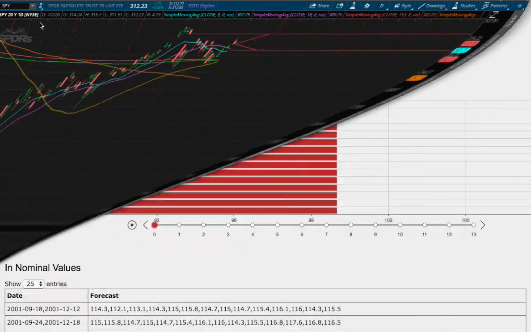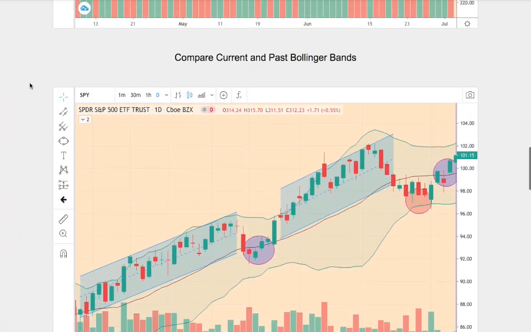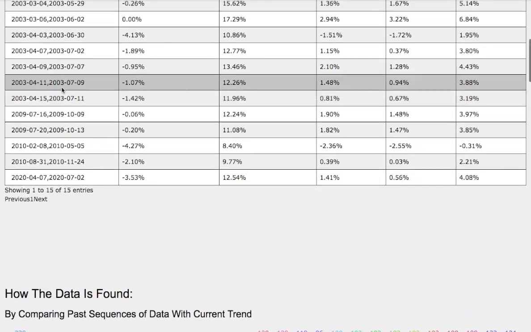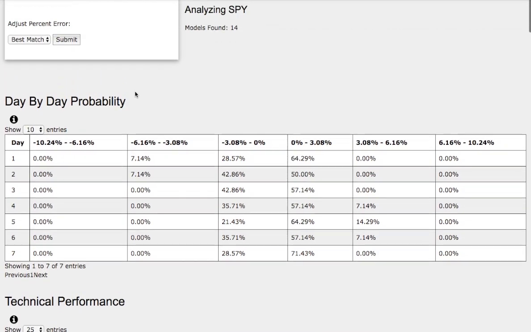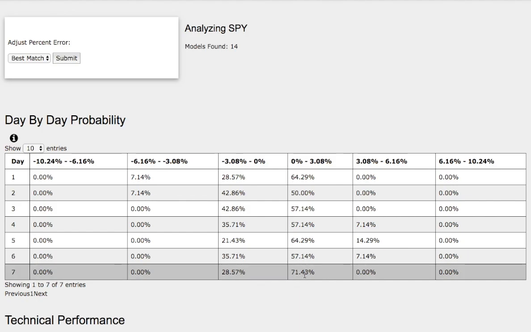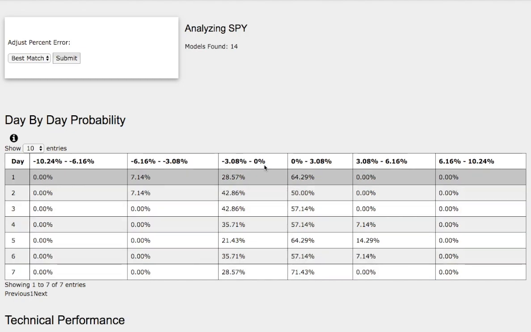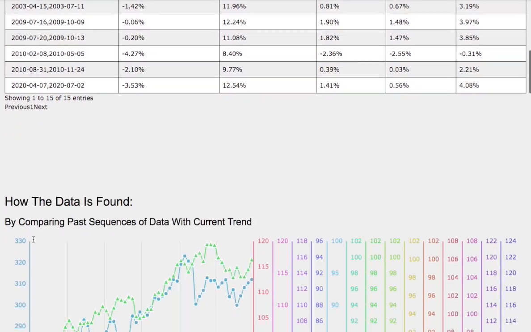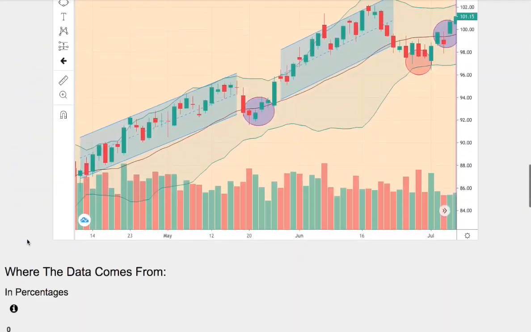So now let's head to the day-by-day probability model. These models are now available in the link below, so do check it out. As we progress to the 7th day, we have a 71% chance for the S&P 500 to climb between 0 to 3%. And to the downside, we have a 28% chance for the S&P 500 to fall between 0 to negative 3%.